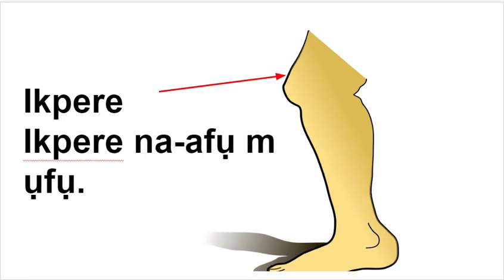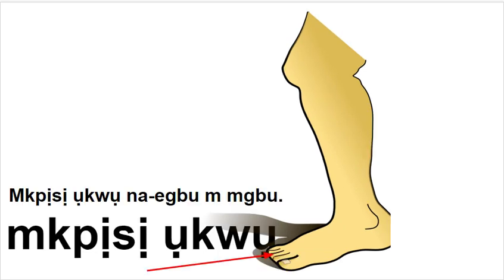Ikpere na-afụ m ụfụ. Mkpịsị ụkwụ na-egbu m mgbu. Mkpịsị ụkwụ can also hurt. So when it's just hurting, say mkpịsị ụkwụ na-afụ m ụfụ. But when there's that pain that comes from inside, you say mkpịsị ụkwụ na-egbu m mgbu.